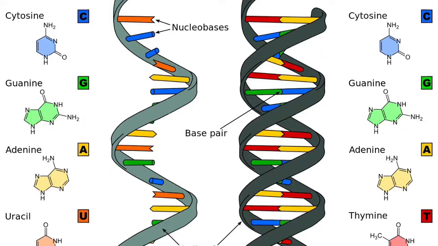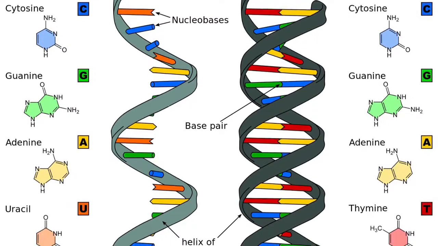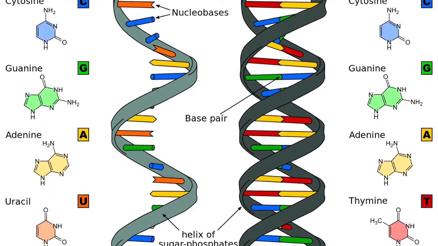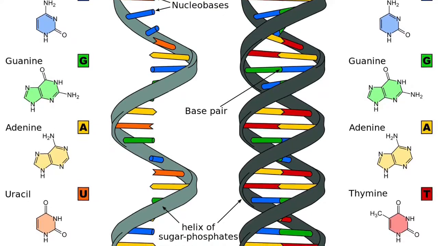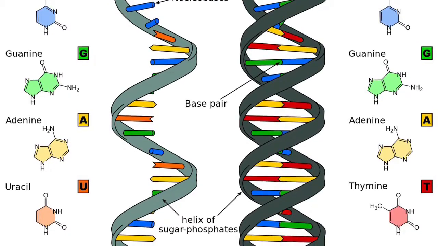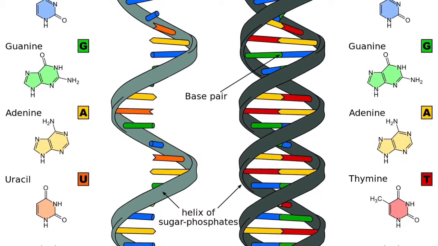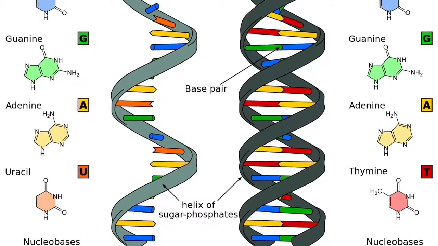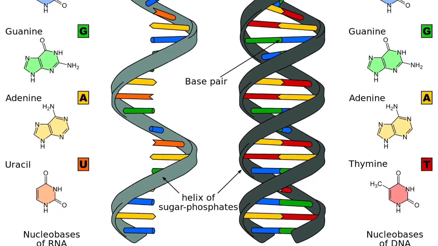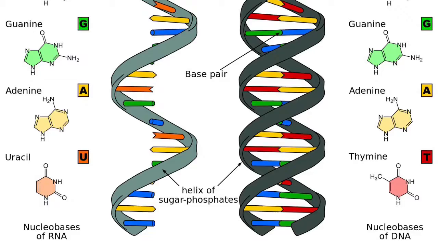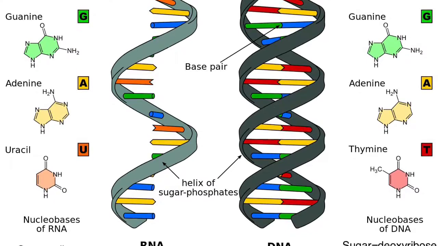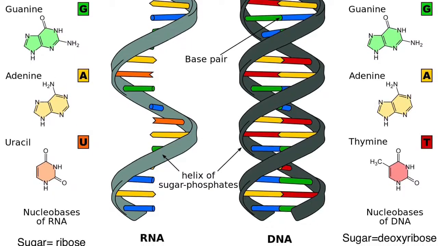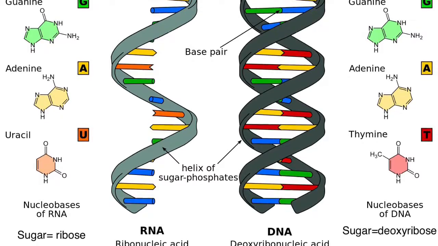DNA and RNA have a few differences. DNA is much larger than RNA. DNA is a double helix while RNA is a single strand. DNA contains the bases A, T, G, and C, while RNA contains the bases A, U, G, and C. Finally, the sugar in DNA is called deoxyribose, while the sugar in RNA is called ribose.